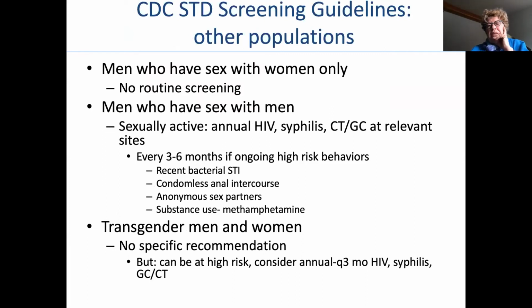For other populations, men who have sex with men, we touched on earlier, to consider more frequent testing every 3 to 6 months if they have higher risk behaviors. And I would include transgender men and women based on if they have higher risk behaviors in terms of number of partners, types of partners, or past STD.